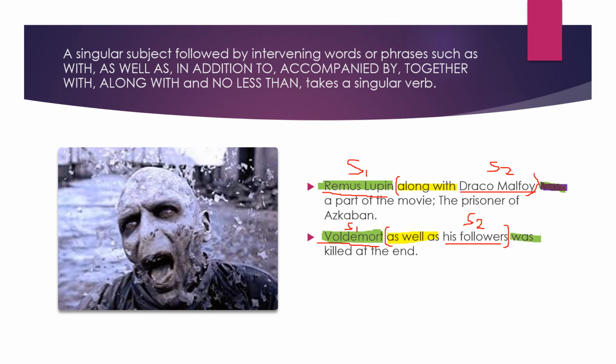So whenever you have any such words in a sentence, you will have to remember that these are parenthetical words. They have to be put within the parenthesis along with the subject that follows these words. Once you've put them in the bracket, you will only be considering the first subject for using the verb. The first subject is singular, the verb will be singular. The first subject is plural, the verb will be plural.